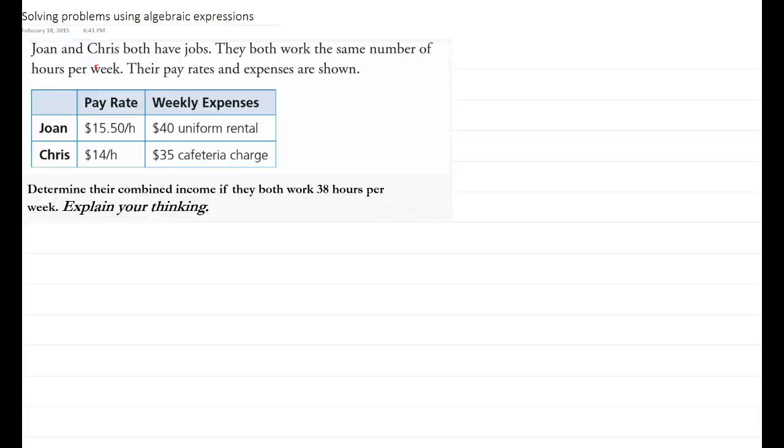So this was the first problem we solved together, and I asked you in class to solve it using whatever method you could think of. But then what I wanted you to work towards was solving the problem using algebra.